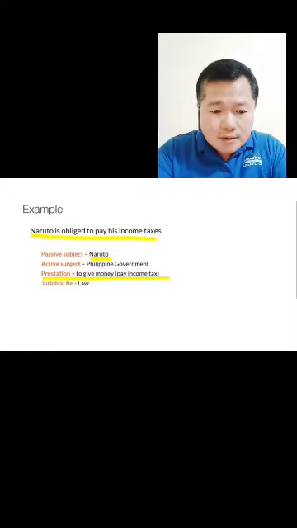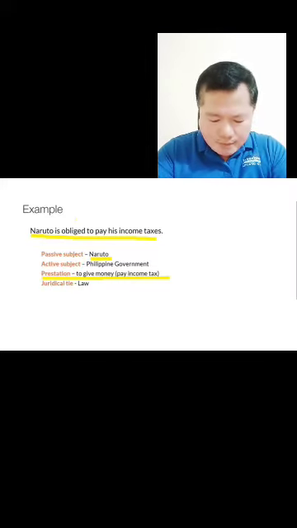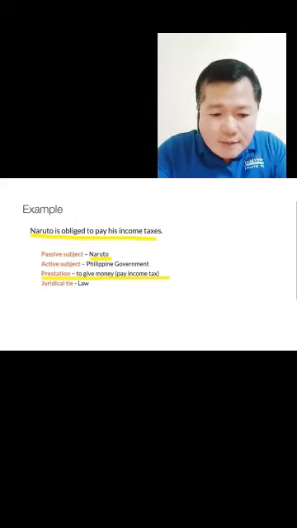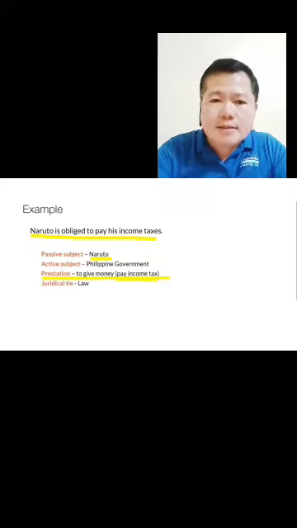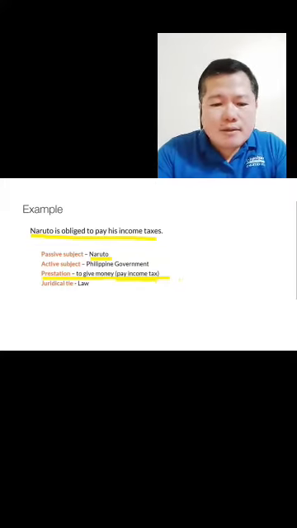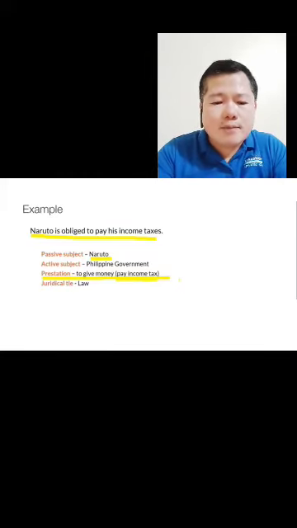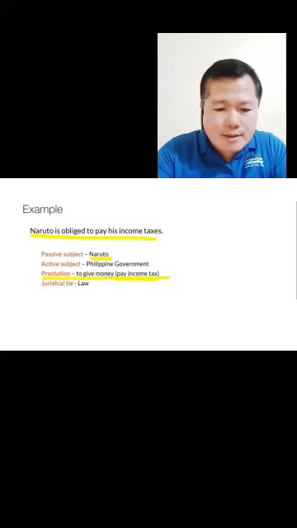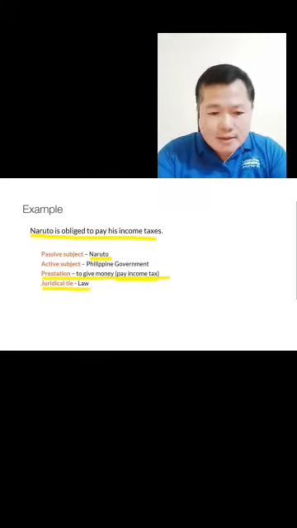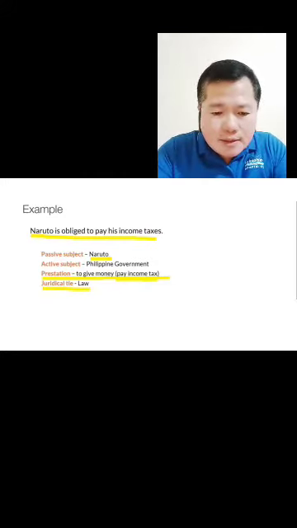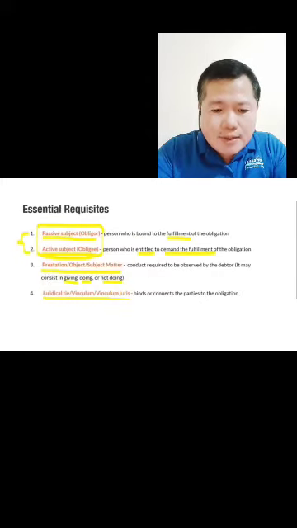So let's go back to the example. The prestation here is to give, no? Specifically, to pay income tax. Normally, we pay tax in cash or by any other mode of payment, but the usual mode of payment is via cash. So next is the essential requisite, which is juridical necessity.